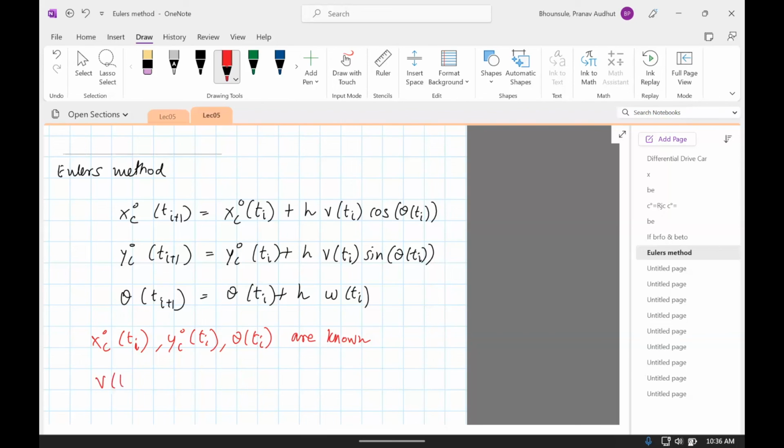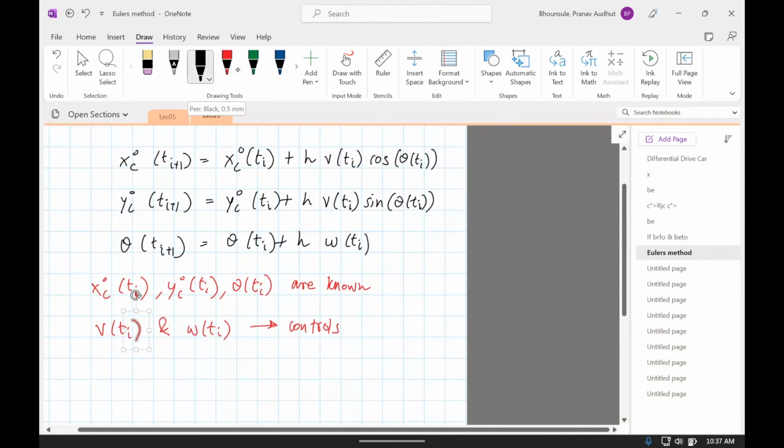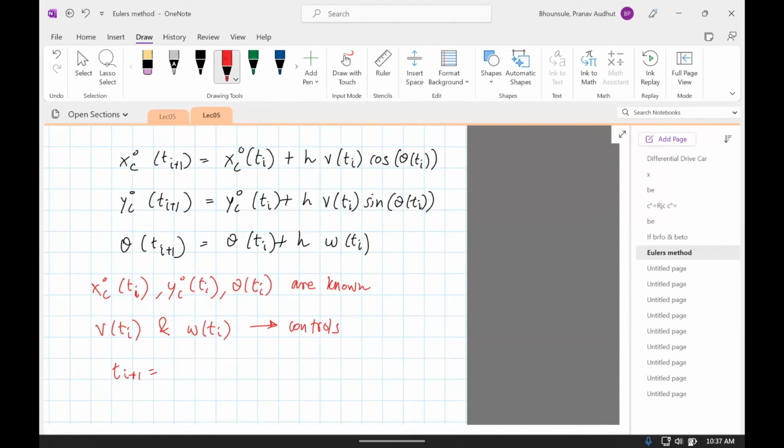However, you also need to know what v of t i and omega of t i are, and these are your controls. How you change v and omega depends on you. You can change the speed, you can change the angular speed the way you want, and the robot will behave in response to that. Also note that t i plus 1 is h plus t i. That is the increment in the time.